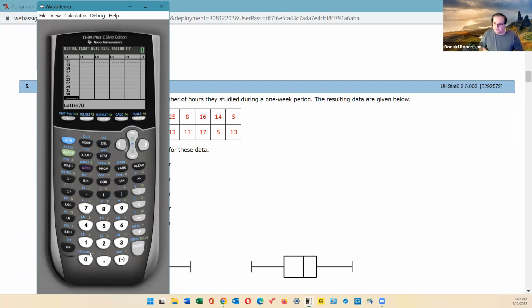Are you comfortable with that? Start, edit, put in your data. So start, choice 1, edit, put in your data. Then you do start, move from edit to calc by pushing this button once. Choice number 1, press enter. In my case, L1 is there, so I just hit enter, enter, enter.